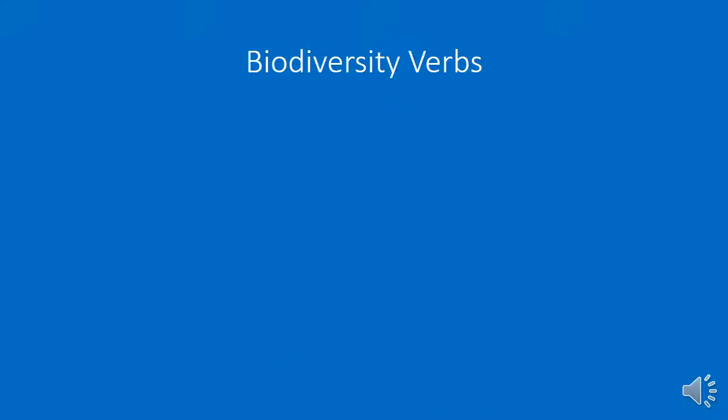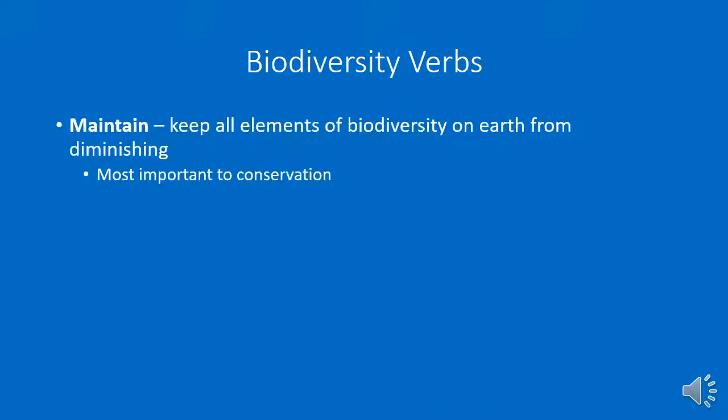And you'll hear some verbs associated with biodiversity. So we'll hear people say maintain, and probably within this PowerPoint I've used some of these verbs already. So maintain simply means to keep all the elements of biodiversity on Earth from diminishing. So this is the number one goal to conservation biologists and conservation scientists. We want to keep stuff around. Maybe that frog that carries its babies in its mouth has some enzyme that can cure cancer, but we don't know now because it's extinct.